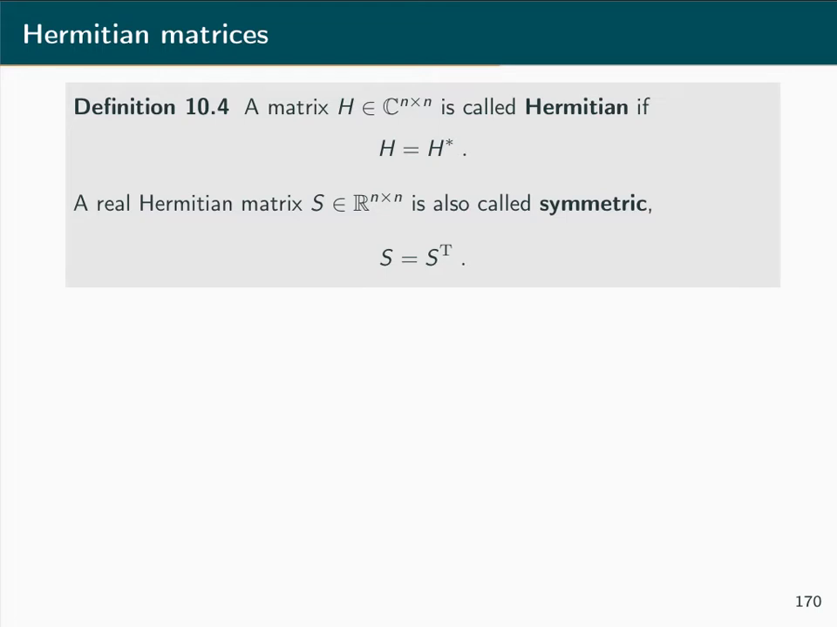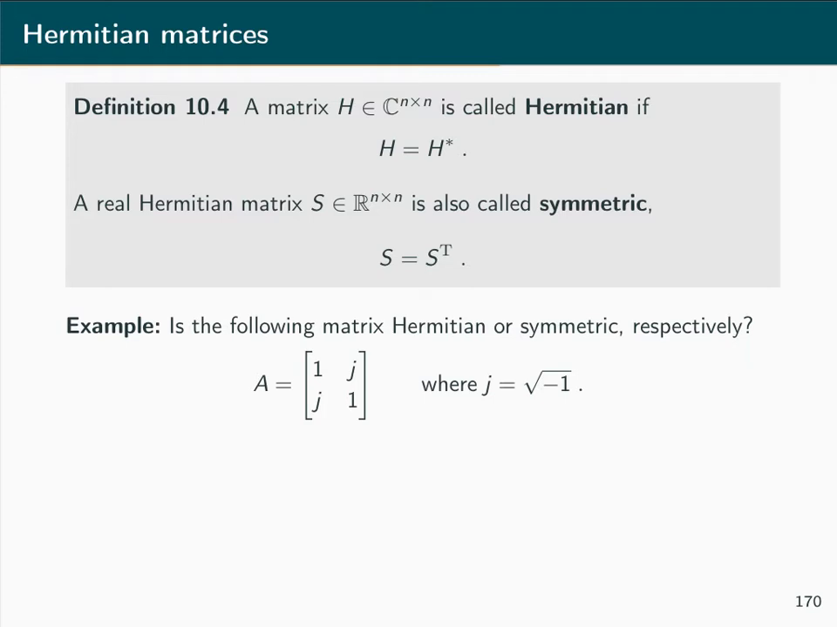Next, we leave unitary matrices aside for just a little moment and turn our attention to so-called Hermitian matrices in definition 10.4. Namely, a square matrix H is called Hermitian if it is equal to its adjoint. If instead of working with complex matrices, we are working with real matrices, then a real Hermitian matrix S is also called symmetric, which means that S is equal to S transpose.